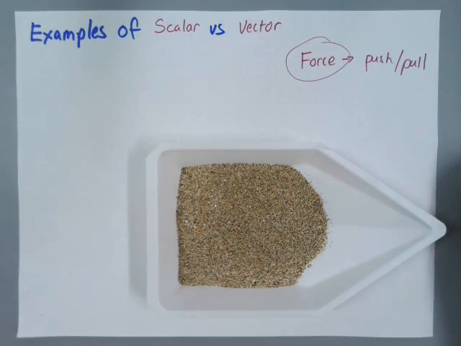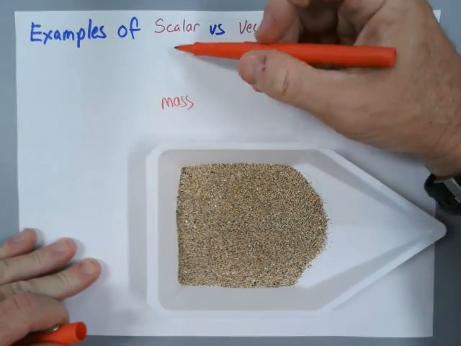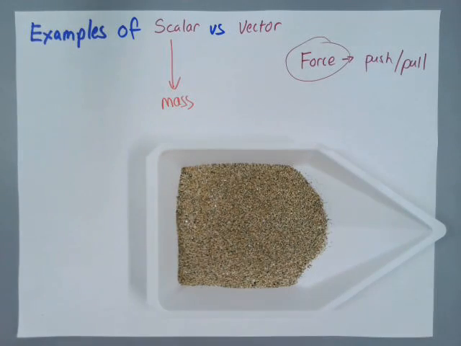Going back to my sand, we already said that mass is not a vector. How much sand is simply a scalar. It's a count. It's a measurement of how much sand is in there.